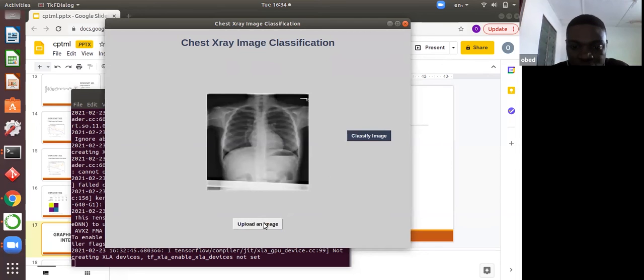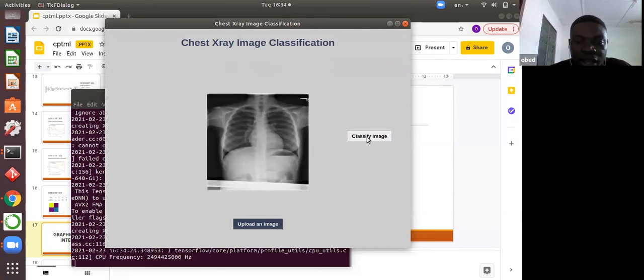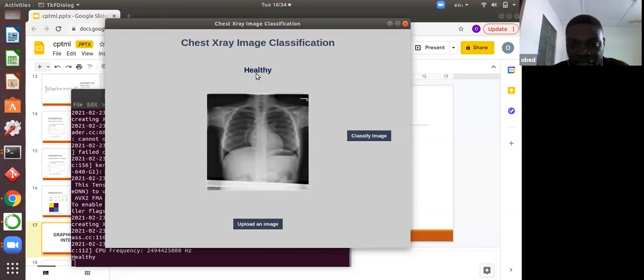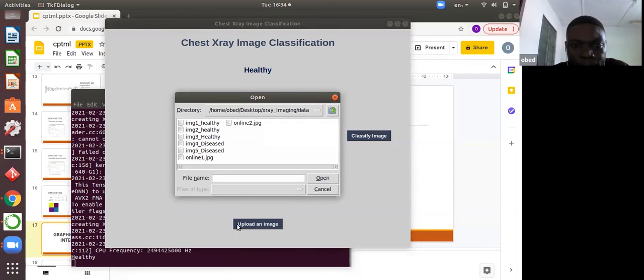Once you click on the upload image button and then click classify image, it takes just a few seconds, and it classifies this correctly as healthy, right? So we could just try another one.